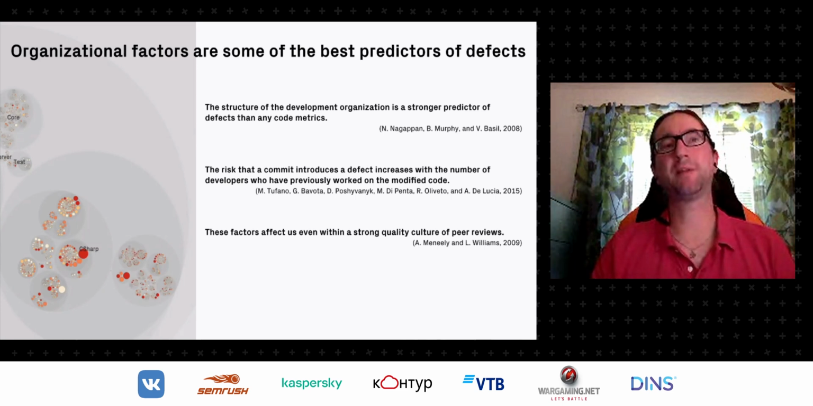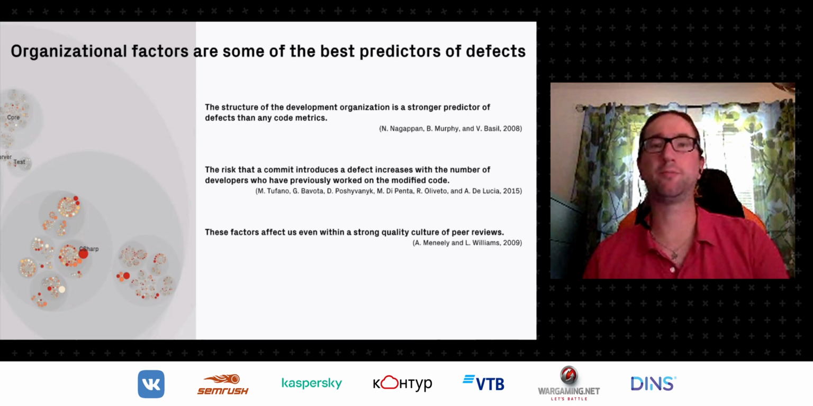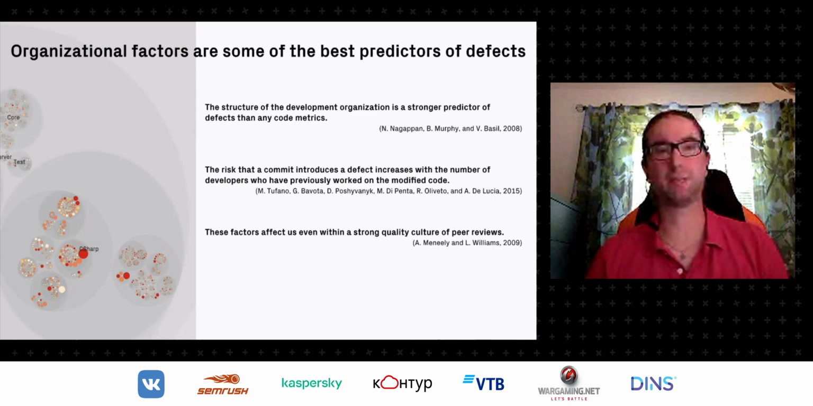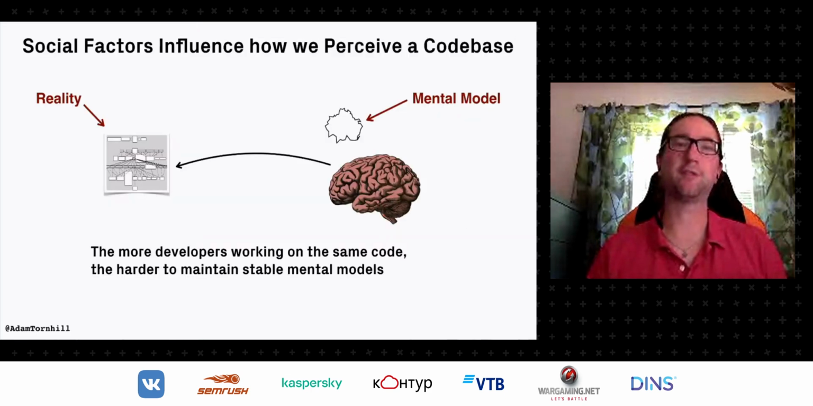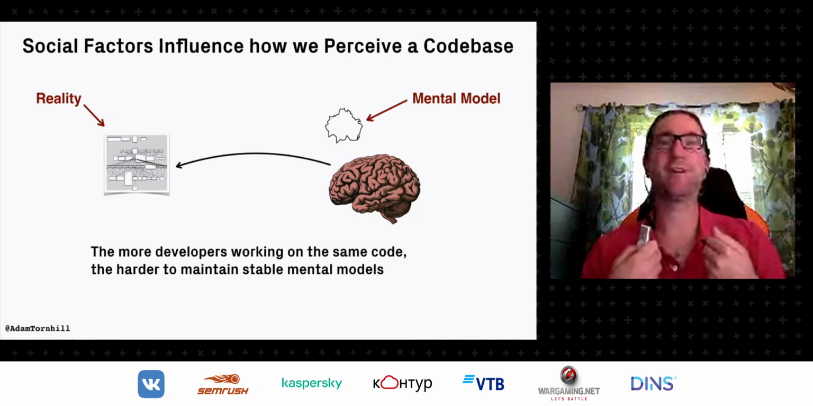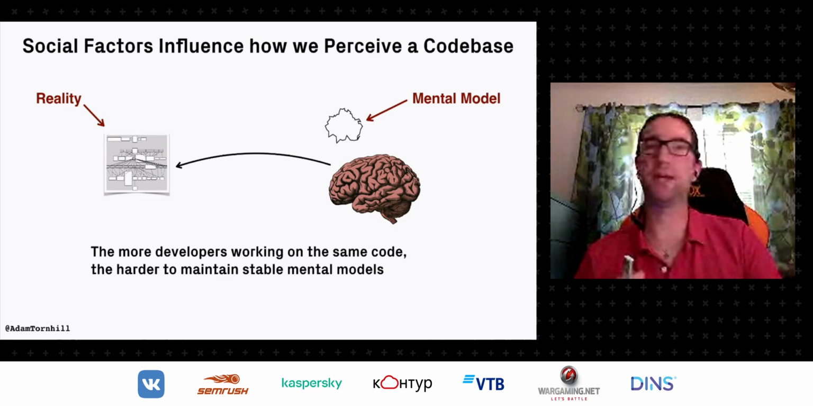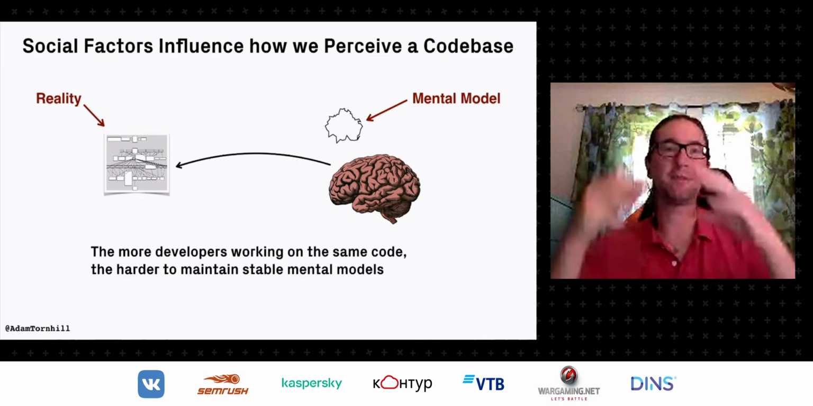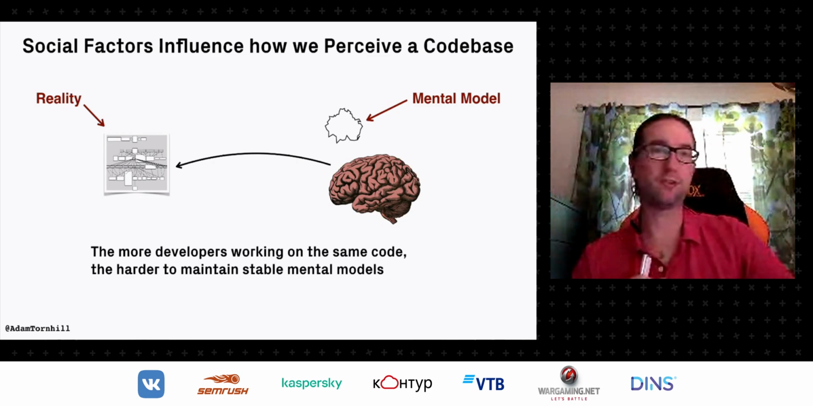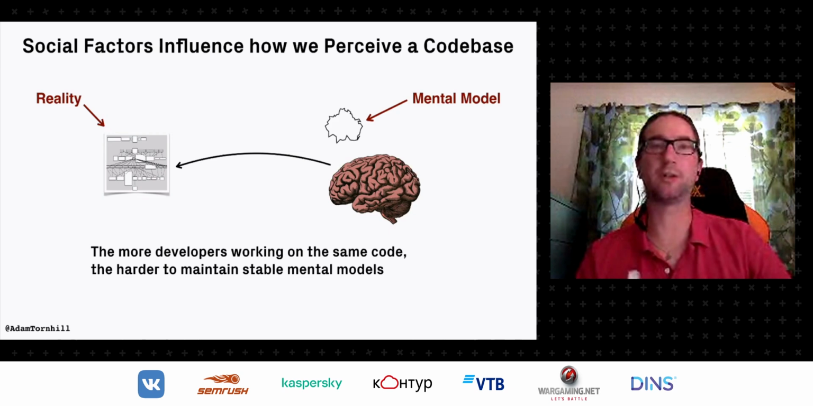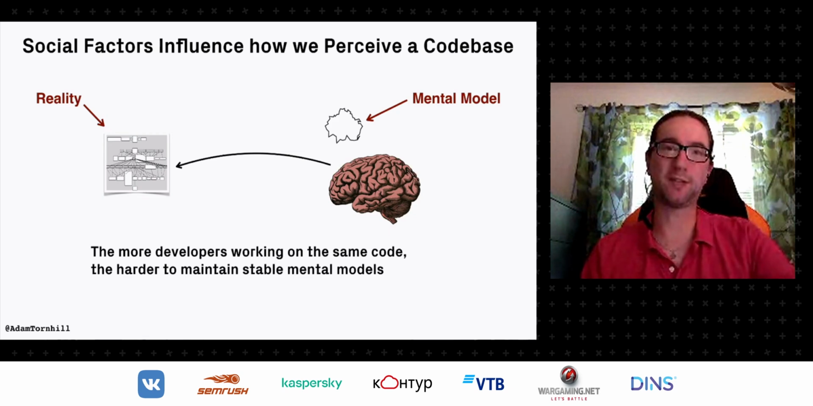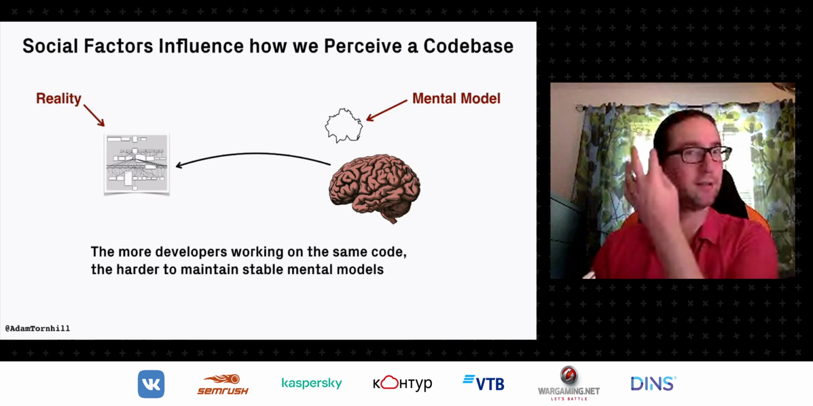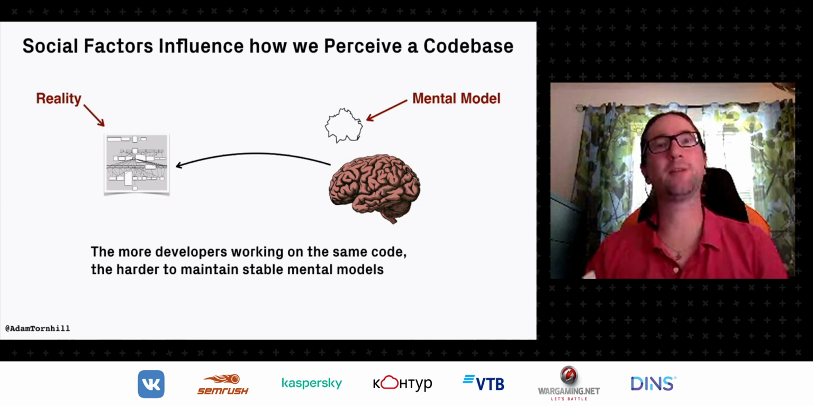So why do you think this happened? Why are organizational factors so good predictors? It all ties back to the mental models that I mentioned a couple of minutes ago, because social factors influence how we perceive a code base. So in my role as a developer, if I'm working on a piece of code, I never have a perfect representation of that code in my head. What I have instead is a mental model of what the code looks like. And it's an imperfect mental model, just like all other models. It's simply something that lets me take something as detailed as code and squeeze it into my working memory.